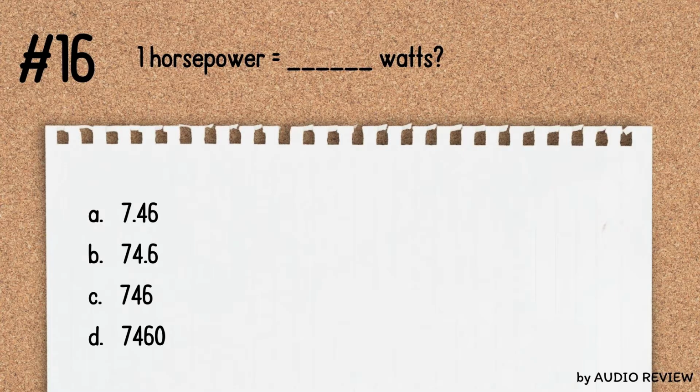7,460. The answer? It's C. 746 watts. Remember that in 1 horsepower, there are 746 watts. Again. In 1 horsepower, there are 746 watts.